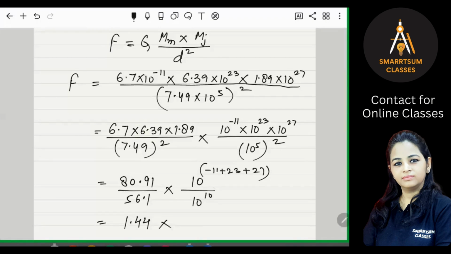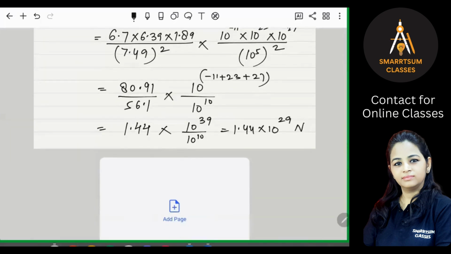And here you have 10 to the power 23 plus 27 is 50, 50 minus 11 is 39. So 10 to the power 39 divided by 10 to the power 10. So this will become 1.44 into 10 to the power 29. 39 minus 10 is 29 Newton.